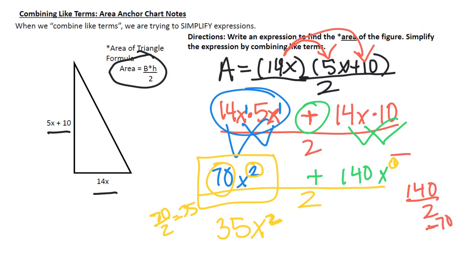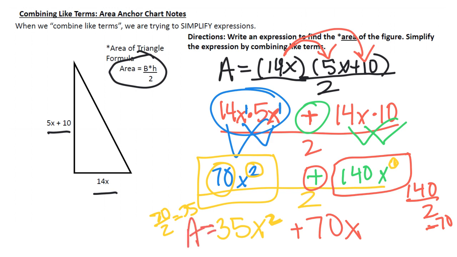So again, I'm going to take this whole part right here. It is positive because of that positive right there. So positive 70x. Notice again, nothing happens to the exponent. So then I have area equals 35x squared plus 70x. I cannot combine anything together because both of those x's have different exponents. So this would be my final answer for my area.